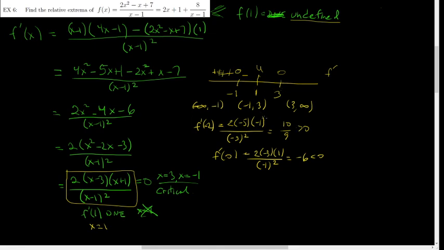What about between 1 and 3? Between 1 and 3, the obvious choice there would be 2. Plug that into the derivative. So you're going to get 2 times 2 minus 3, which is negative 1. And then 2 plus 1 is 3. And then 2 minus 1 is 1, and 1 squared is 1. So I think we get negative 6 over 1. It's still negative 6. It's still negative.